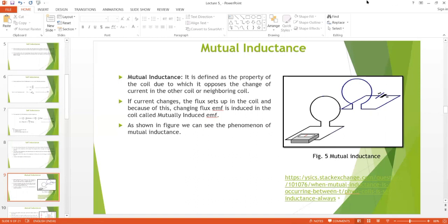You can see my video. It is placed on the neighboring coil, like this. So it totally depends on how the current is set up in the coil. Because of this changing flux, EMF is induced, which is known as mutually induced EMF. That can be positive, that can be negative, depending on the coefficient of coupling.